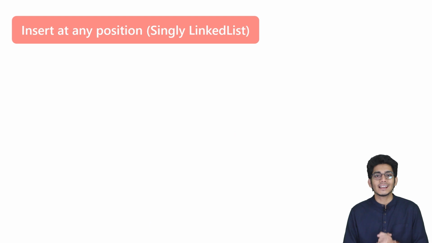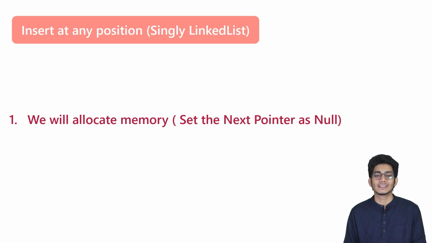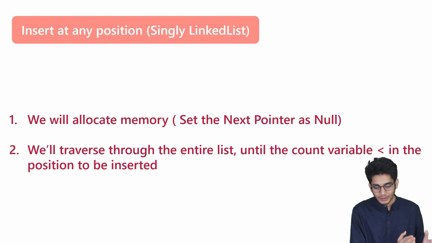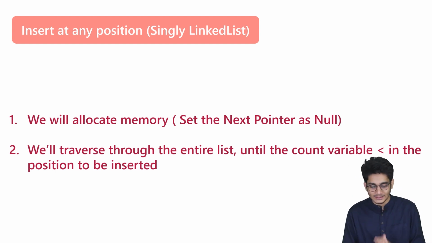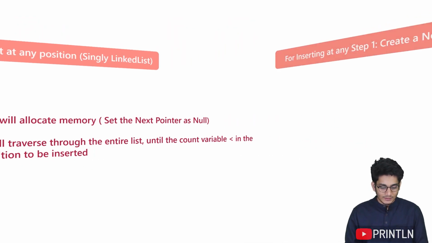So for inserting any element at a given position, what do we have to do? We have to deal with a counter. Whenever you are trying to insert any memory at a given position of a single linked list, at first you have to take the node and set the next pointer as null. Then we will traverse through the entire list until the count variable is less than the position to be inserted. So we have to take the position from the user and we have to take a count variable.